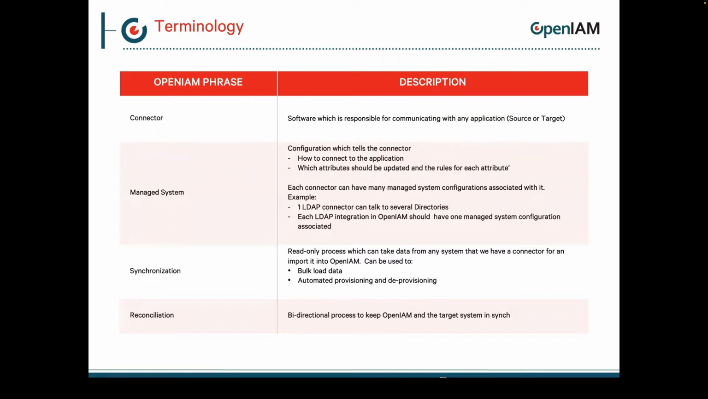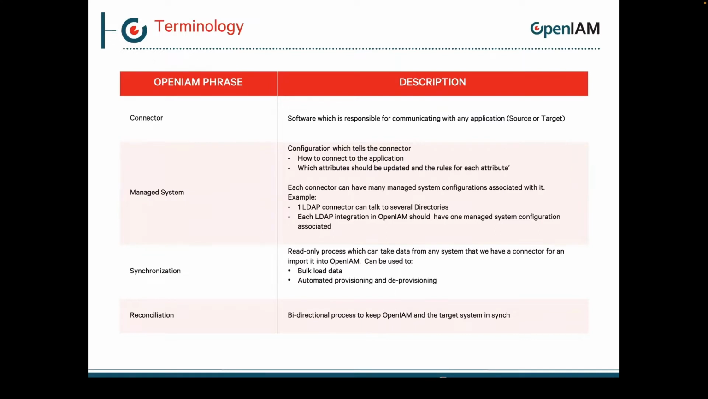A managed system represents a configuration to talk to one instance of that application. So if we have, say, 3 different AD domains, which we do in several of our customers, then you can have one PowerShell connector, which is going to use 3 different managed system configurations, and it can point to each one of them. Same thing if you had multiple Salesforce.com tenants, you could have one Salesforce.com connector which will point to all of the different tenants that you have. So it's a one-to-many relationship between a connector and a managed system.